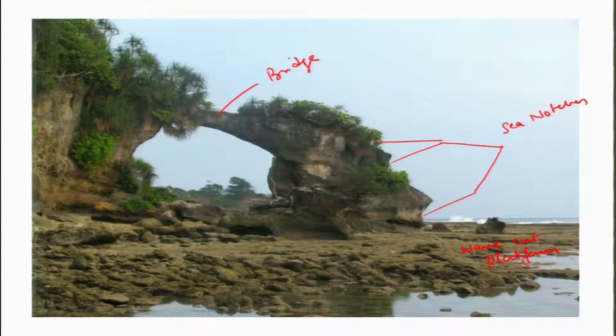This is a present day wave cut platform, and the present day notch is sitting over here. These are all older sea notches. So this was the platform, and this is the notch. This is the platform, and this is the notch. And this portion is your bridge.